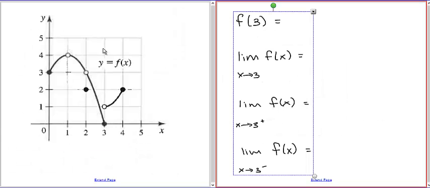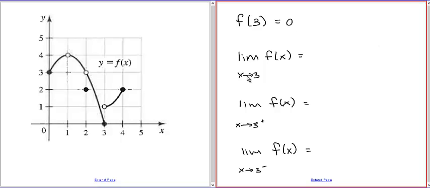Okay, next group, f of 3, the value of the function is 0 because the dot's down here. The limit as x approaches 3 does not exist, and that's because if we approach from the left-hand side, the limit is 0. If we approach from the right-hand side, the limit is 1, and because these do not equal each other, the limit does not exist.